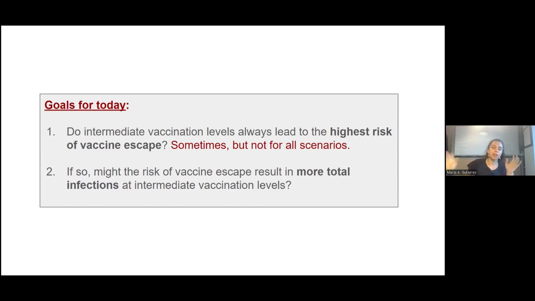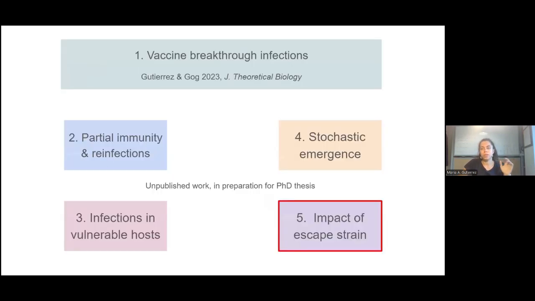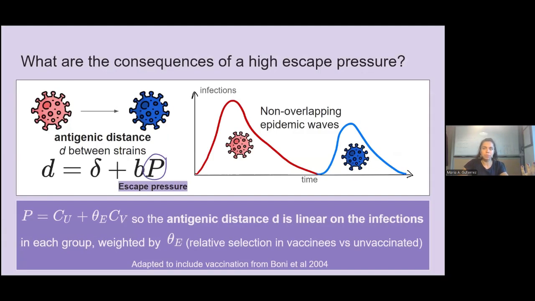So now moving on to the second goal, even if it's true that intermediate levels of vaccination increase the escape pressure and the risk of escape, do they result in more infections in total? So that's the final part, the impact of the escape strain. And there are many approaches that one could take here to model the impact of the escape strain.